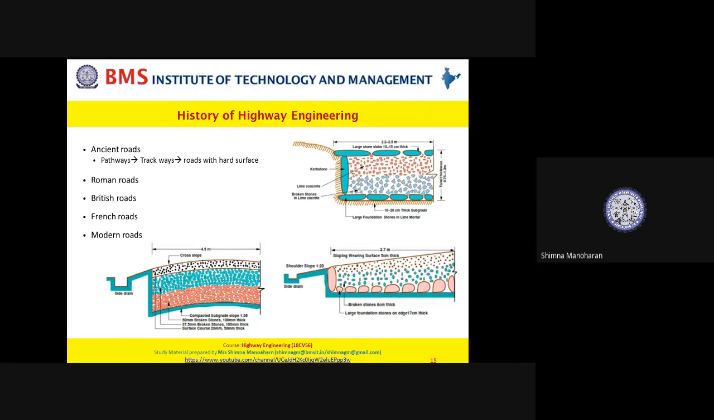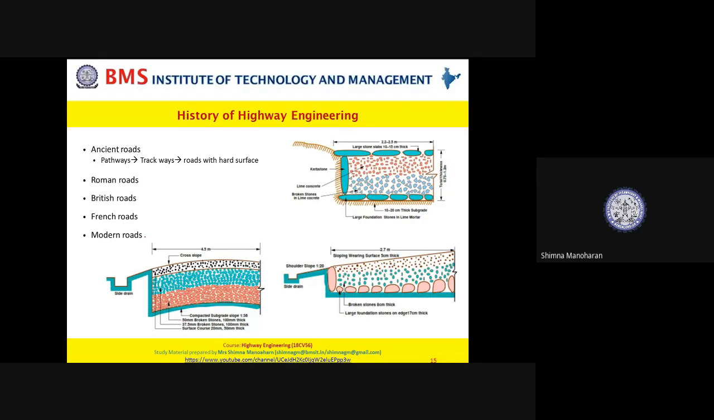So the ancient road: with the evolution of humankind, pathways were there. People used to walk by foot, so pathways were developed. Once they had pathways, they tended to use what? They tended to use animals for transporting goods. So they found that there should be some trackways for the animals to move. So trackways came into the picture. Then with the development of the wheel, what happened? They found that roads with hard surfaces were required. So that is the flow of ancient road from pathways to roads with hard surface.